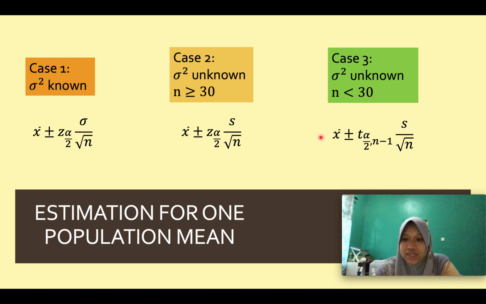But the difference here is that if you make a mistake between case number 1, number 2 and number 3, it will give you a wrong answer, because did you notice, this one uses t. Because the sample size is small, that's why we use t. So please digest these 3 cases for estimation of one population mean. Later on you will see many more formulas. So this is for one population mean. Let's take a look at the example.